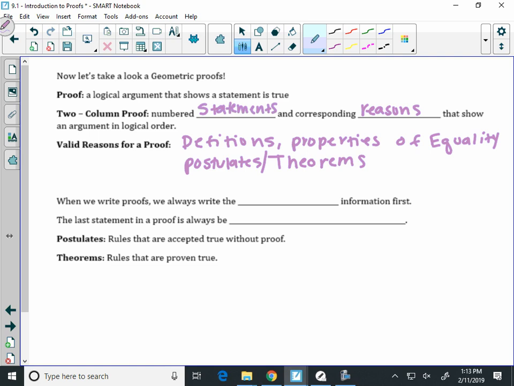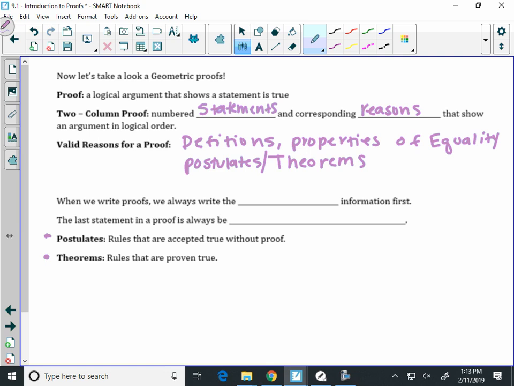We talked about postulates before, but just a refresher here at the bottom. Postulates are rules that are accepted true without proof. This is kind of a known fact. You don't really have to argue why it's true because it's just blatantly obvious that it is true. Okay? There's no argument for it. It is what it is.